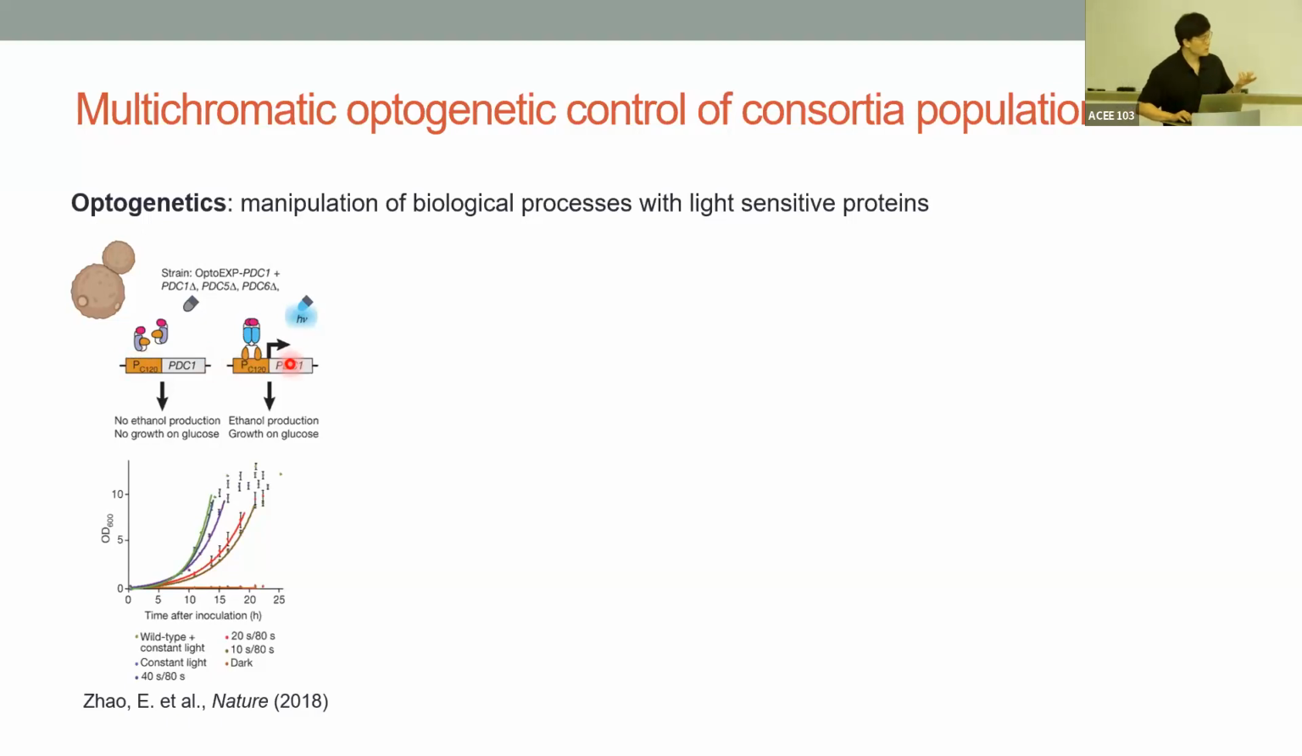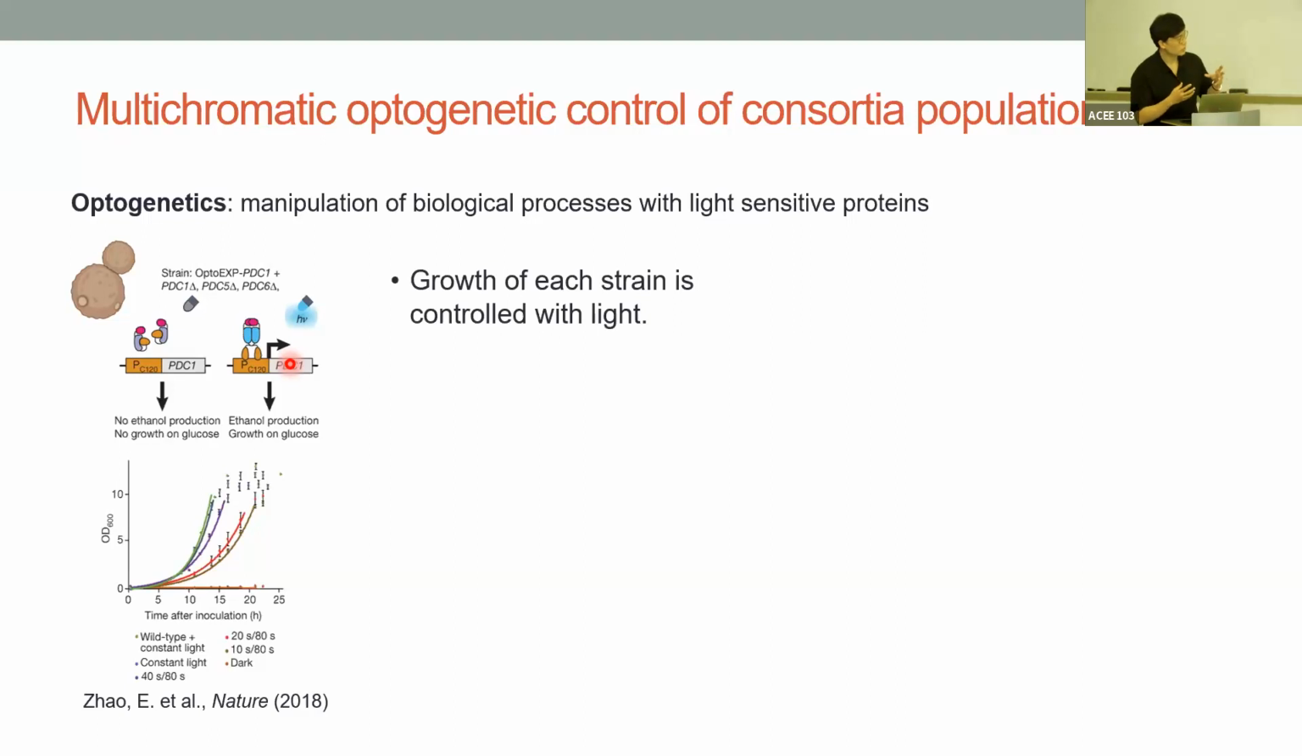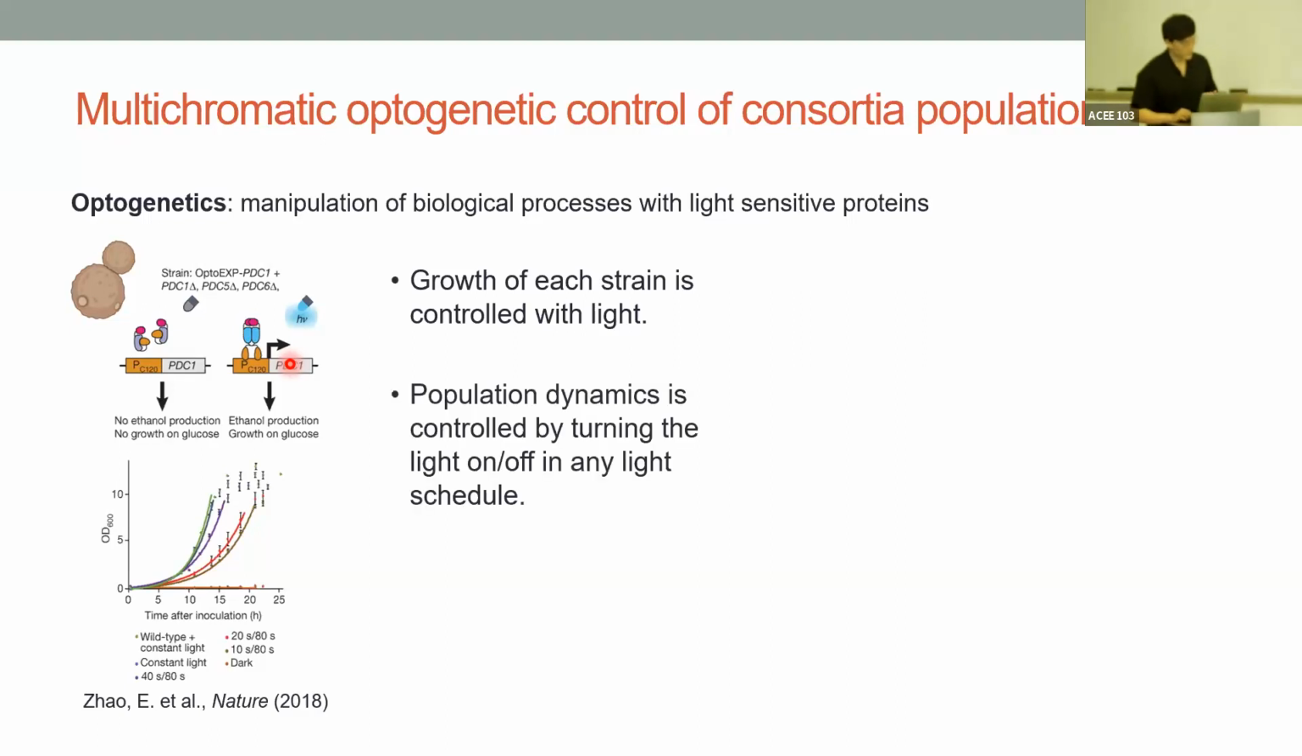So with that, you're able to actually control the growth rate of different strains of yeast with just different amounts of light. And again, as a result, the population dynamic, so the population ratio in a co-culture having two different strains, you can control the growth rate of each of them just by having different cycles of light, different intensities of light.